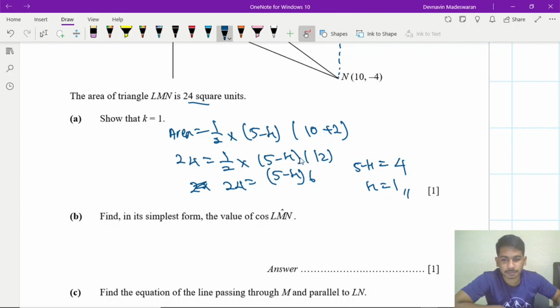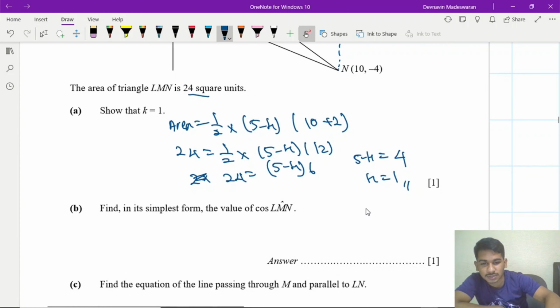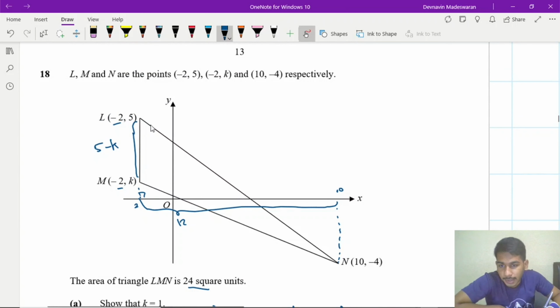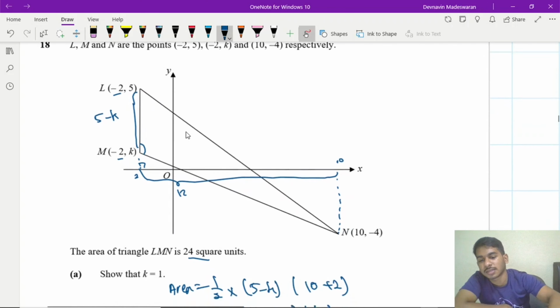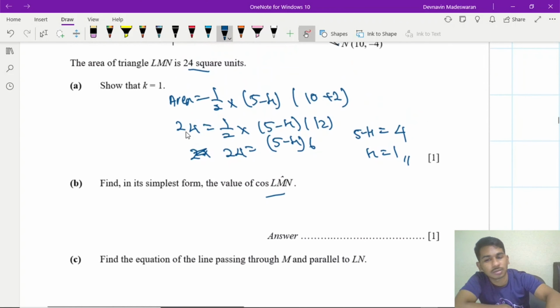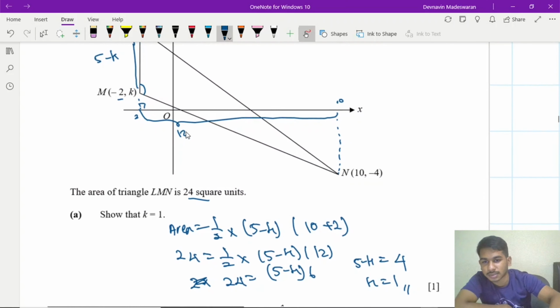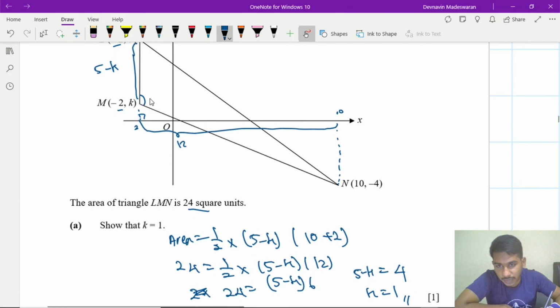There we go, shown. In the simplest form, find the value of cosine of angle LMN. For that, I think we need to use the cosine rule, if I'm not wrong. But for that we need lengths and stuff like that, so that's unnecessary. Let's see how many marks. Just 1 mark. So no, we need to use something else. Cosine of that is actually the negative of the cosine of this.